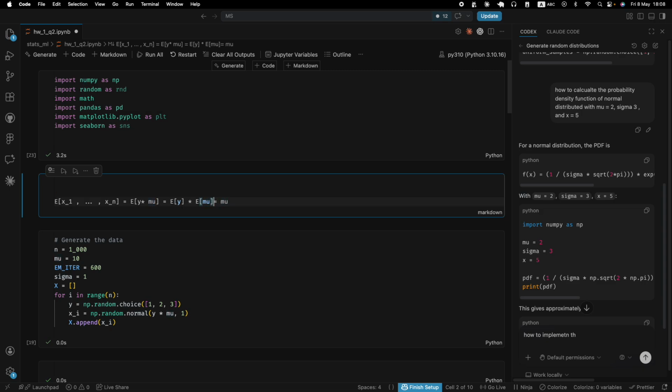And what is E of y? E of y is 1, the value of y, times 1 divided by 3, plus, all of this in parentheses, plus 2 times 1 divided by 3, plus 3 times 1 divided by 3. All these parentheses, E of y equal to 2, easy to calculate. So we get 2 mu.